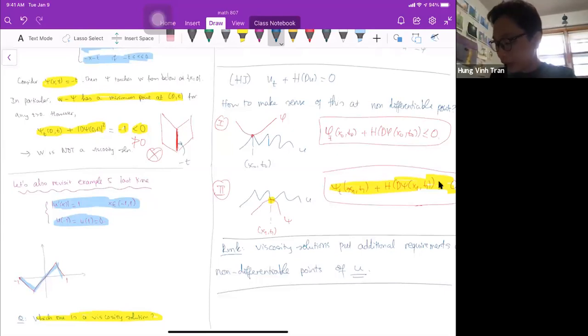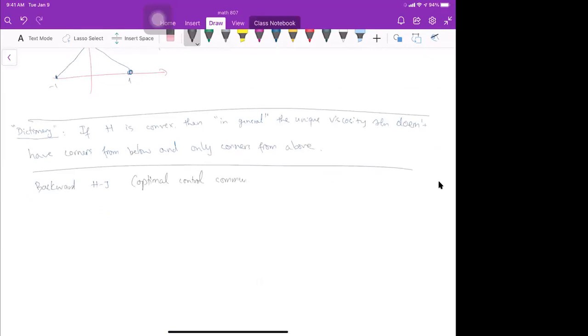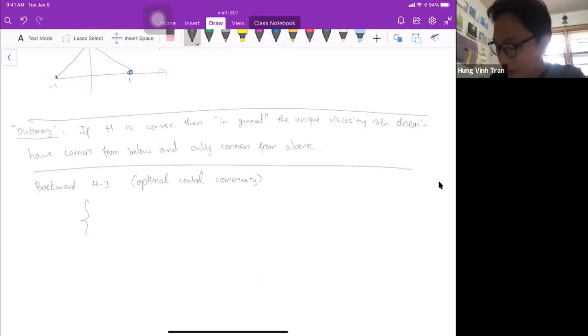That's a good point. So when you write out backward Hamilton-Jacobi equations, this is often in the optimal control community, you would write your equation as minus u_t plus H(x, Du) equals 0 in R^n cross (0, T), with u(x, T) equals g(x).